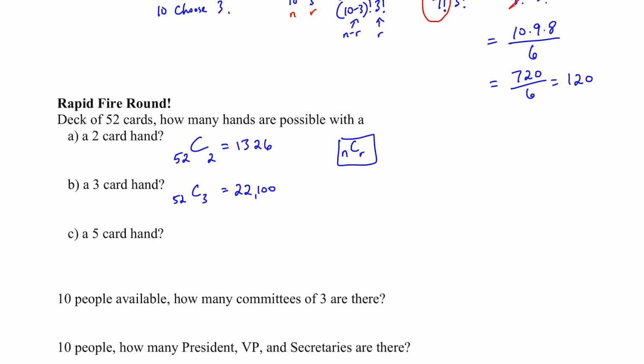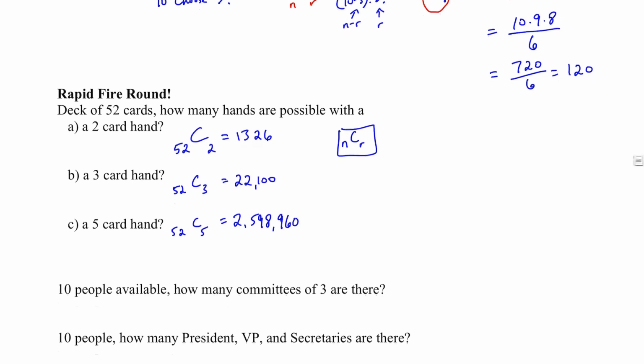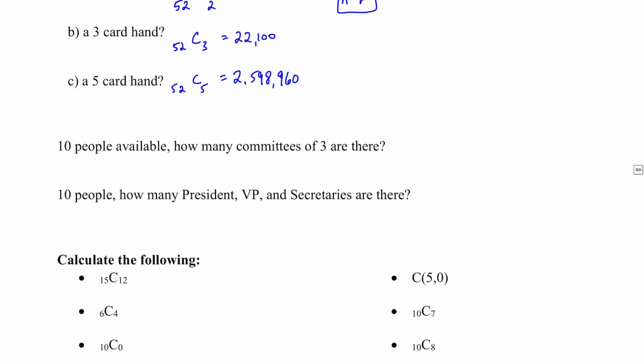And many of our games that we play involve a 5-card hand. And so if you're dealing with a 5-card hand, you have a whopping 2,598,960 ways. So that's 52 choose 5, 2,598,960 ways of doing this. Whew. All right.